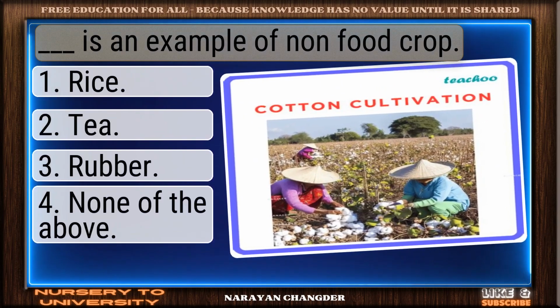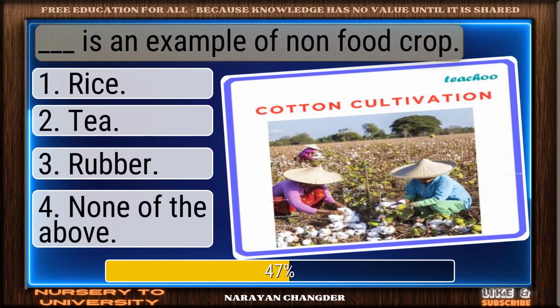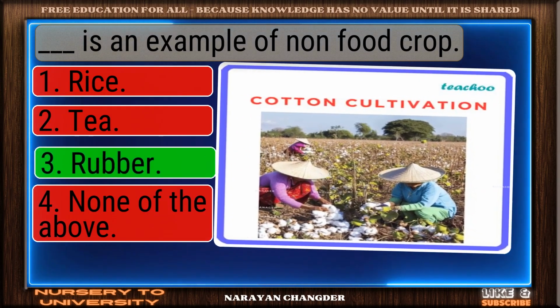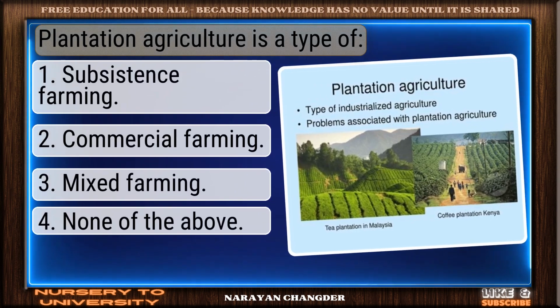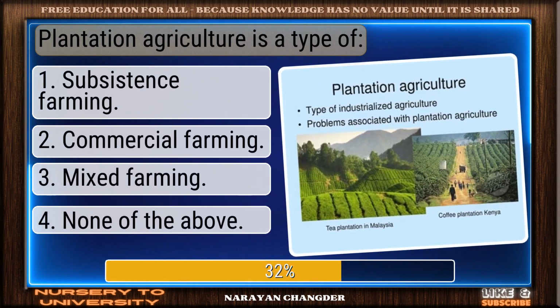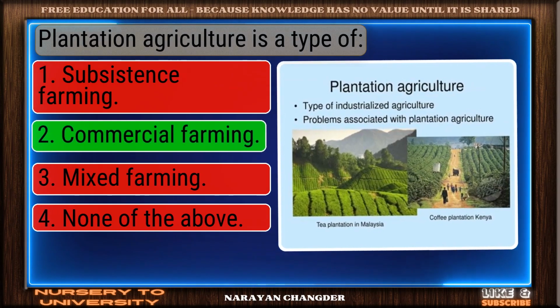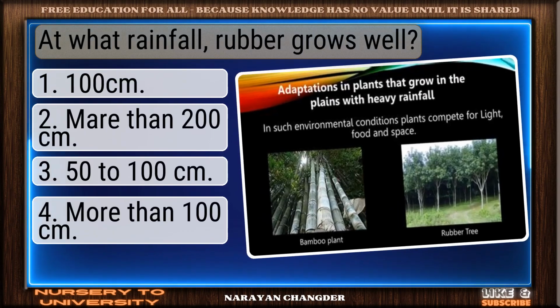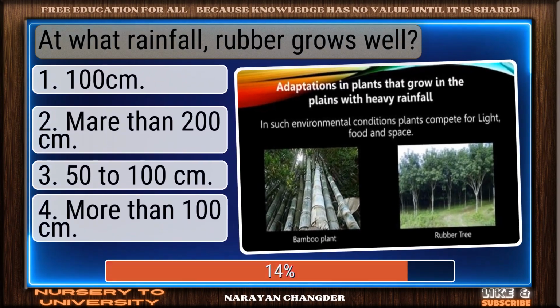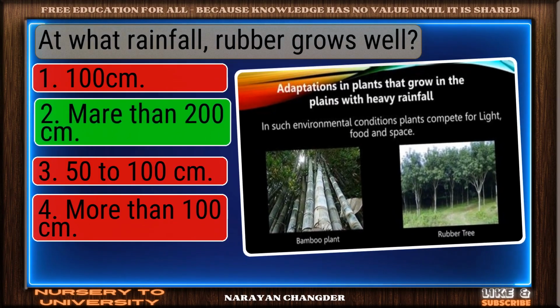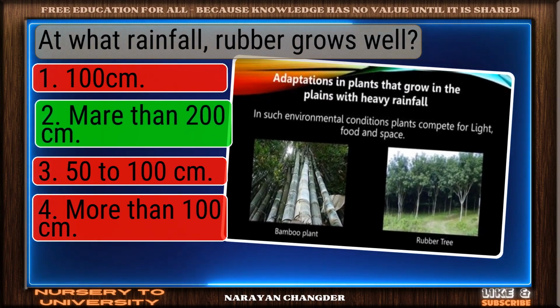Dash is an example of non-food crop. Nicely done. Rubber is solid. Plantation agriculture is a type of... On track, commercial farming is correct. At what rainfall rubber grows well? Good job. More than 200 cm works well.